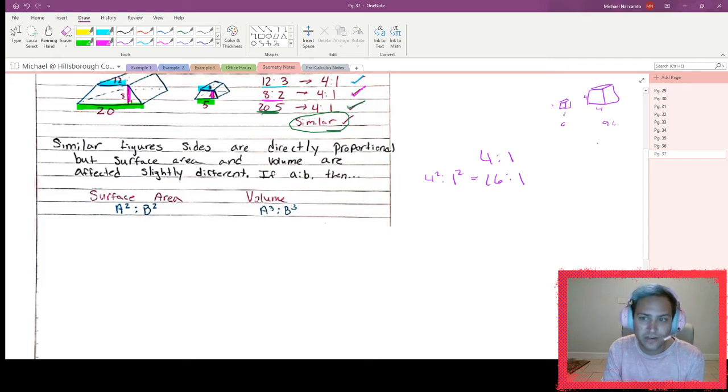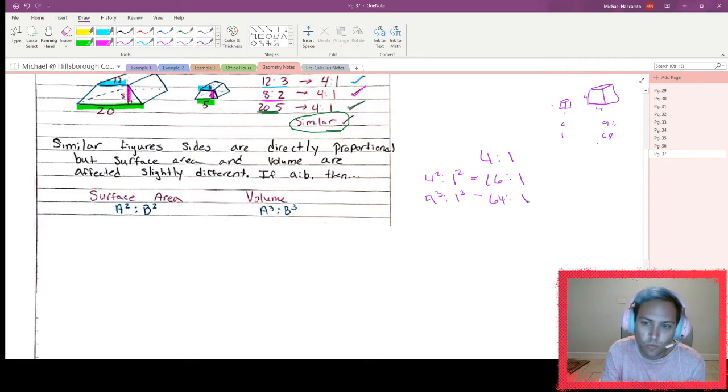The volume of this cube is 1 times 1 times 1, which is 1. Well, the volume here is 4 times 4 times 4, which is going to be 64. So your volumes are actually going to be cubed. So you're going to take this original ratio, 4 cubed to 1 cubed. Well, 4 cubed gives us 64.